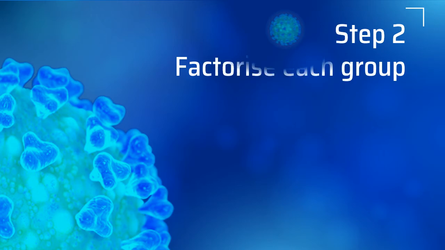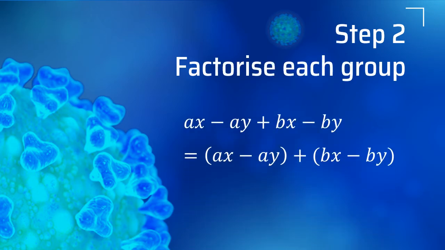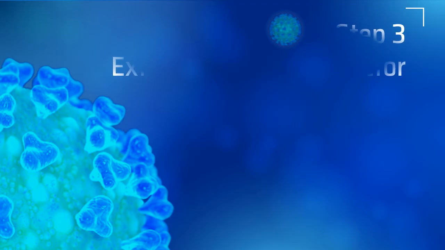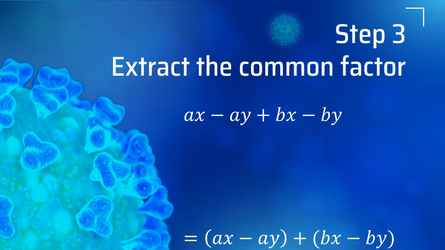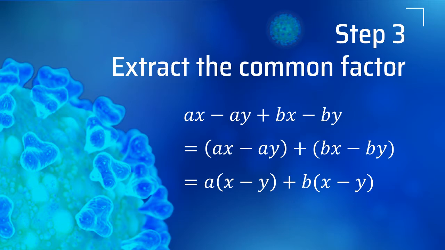And then step 2, factorize each group. We already arranged into 2 groups, and now factorize each group. The first group, we can move a outside, right? The second group, we can move b outside the bracket. So it becomes like this. Now look, they have the common factor, x minus y. So the last step, step 3, extract the common factor. You just put x minus y in front, move it outside, and then leave a plus b. Okay, this is the final answer.